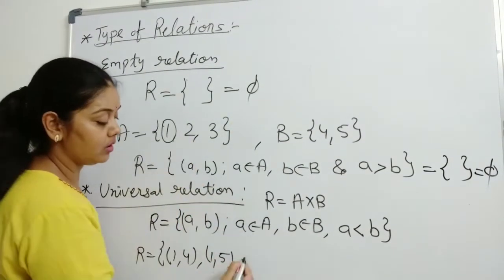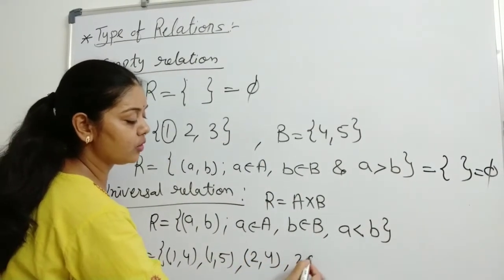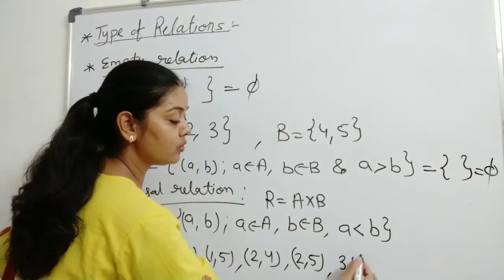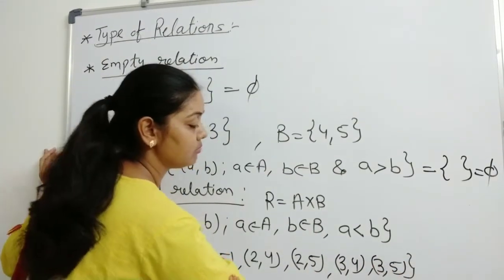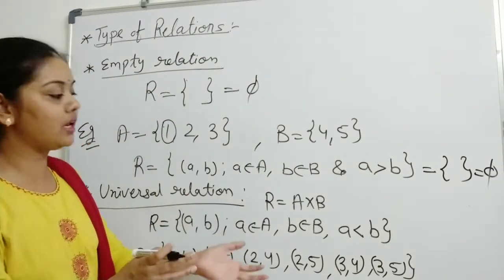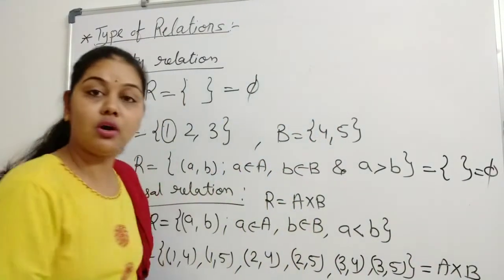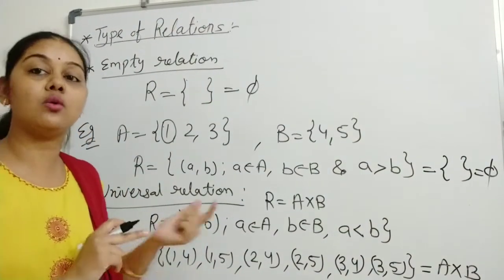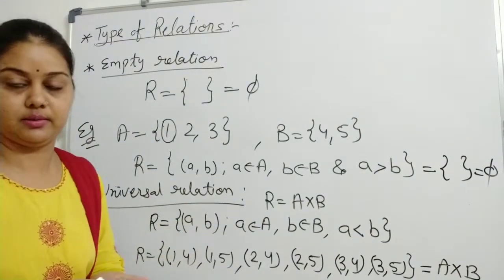Now 2. 2 is less than from 4. 2 is less than from 5. Now taking 3. 3 is less than from 4 and 3 is less than from 5. What happened here? In total we got all the elements of A cross B. It means when relation R is equal to A cross B, then this is called universal set.